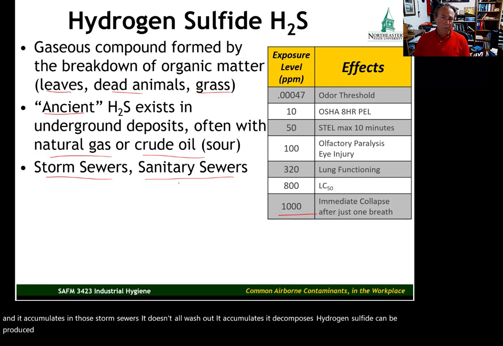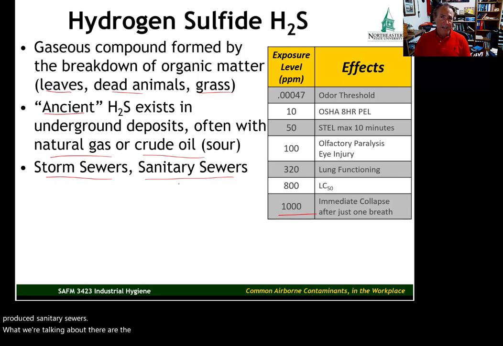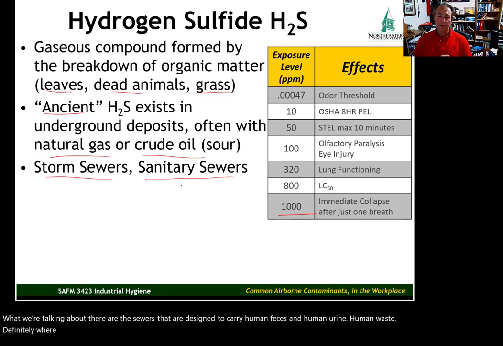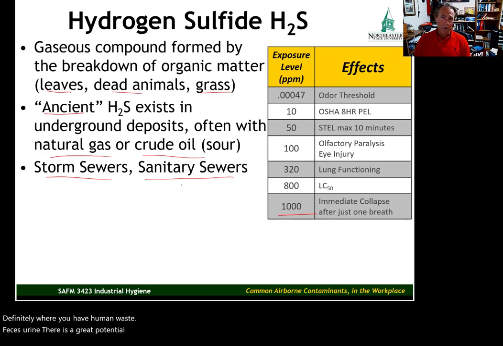Sanitary sewers, what we're talking about there, are the sewers that are designed to carry human feces and human urine, human waste. Definitely where you have human waste, feces, urine, there is a great potential for hydrogen sulfide to occur.